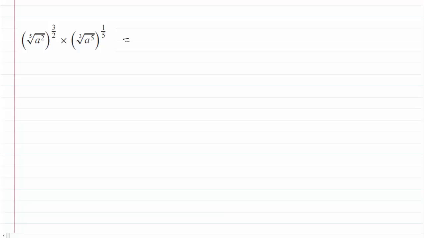So instead of the fifth root of a squared, I'm going to write it down as a to the power of 2 over 5. Remember, that fifth root is the denominator of my fractional form. To the power of 3 over 2 times, in this case, a to the power of 5 over 3. That root, the number that's in the root sign, is the denominator. The power of a fifth. And now I'm going to multiply and simplify these.